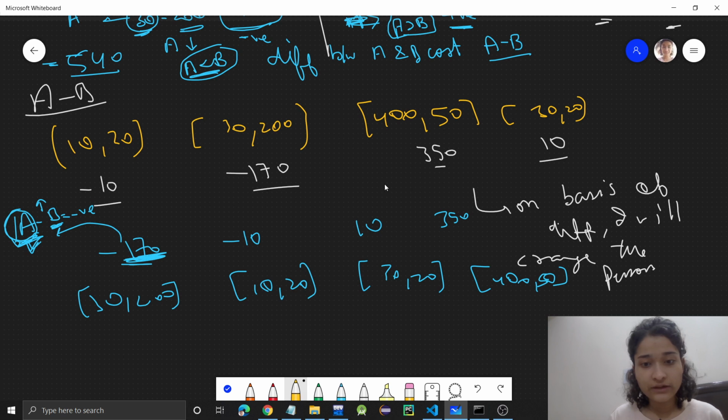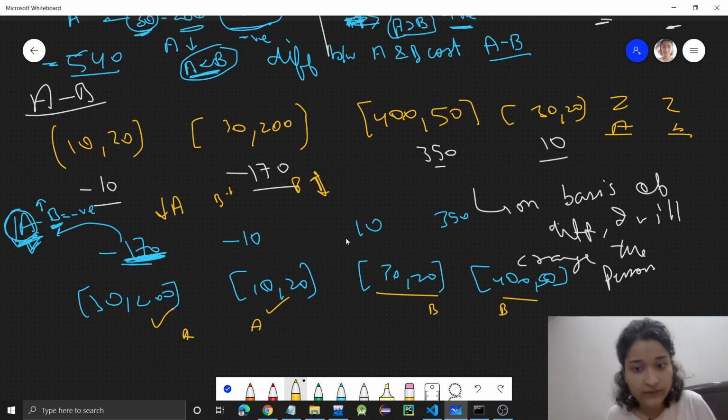So since we need to divide persons, 2 persons for city A and 2 persons for city B, these first I will take city A, because obviously these have negative, meaning A value will be less and B value will be more. Okay, and for these I will take B, because B value here is positive, so B value will be more.